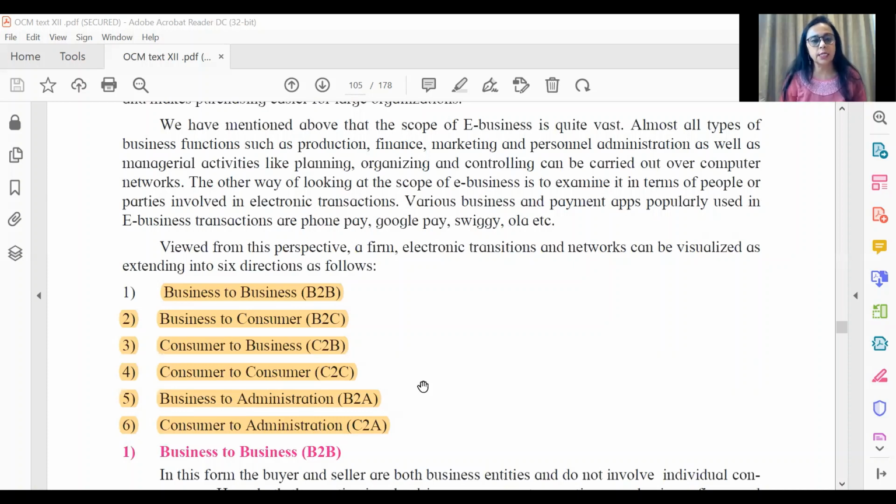All of these are the B2C forms. Consumer to business is another form. C2C, where you have your second-hand goods which consumers sell to each other, like OLX.